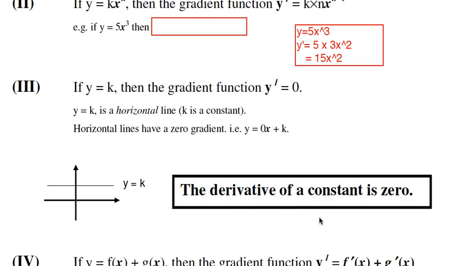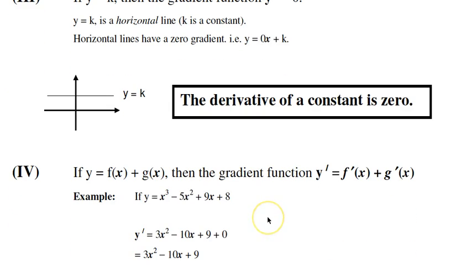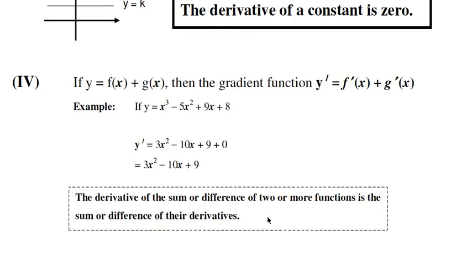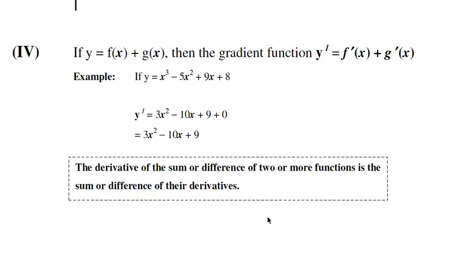Okay? Good. Now, another rule is if y equals the function f of x plus g of x, two functions combined together, then the gradient function y dash would be just f dash x plus g dash x. You just differentiate each one separately and you add them together. Oh no, they've just sort of written it as one, sorry.